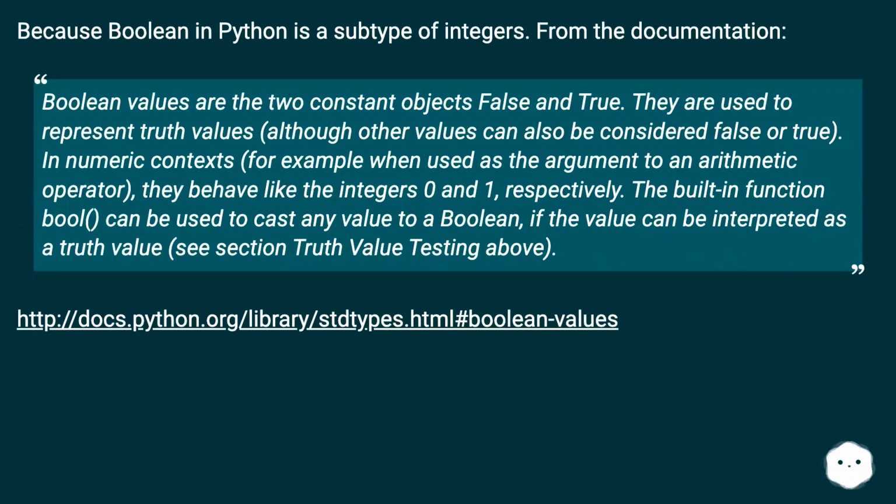From the documentation: Boolean values are the two constant objects False and True. They are used to represent truth values, although other values can also be considered false or true. In numeric contexts, for example when used as the argument to an arithmetic operator, they behave like the integers 0 and 1, respectively. The built-in function bool can be used to cast any value to a Boolean, if the value can be interpreted as a truth value. See section Truth Value Testing above. This URL.